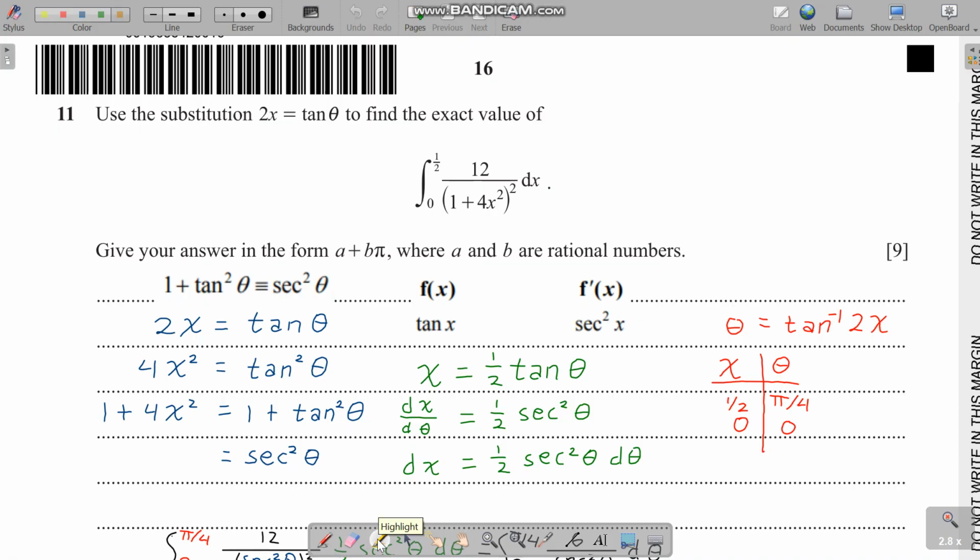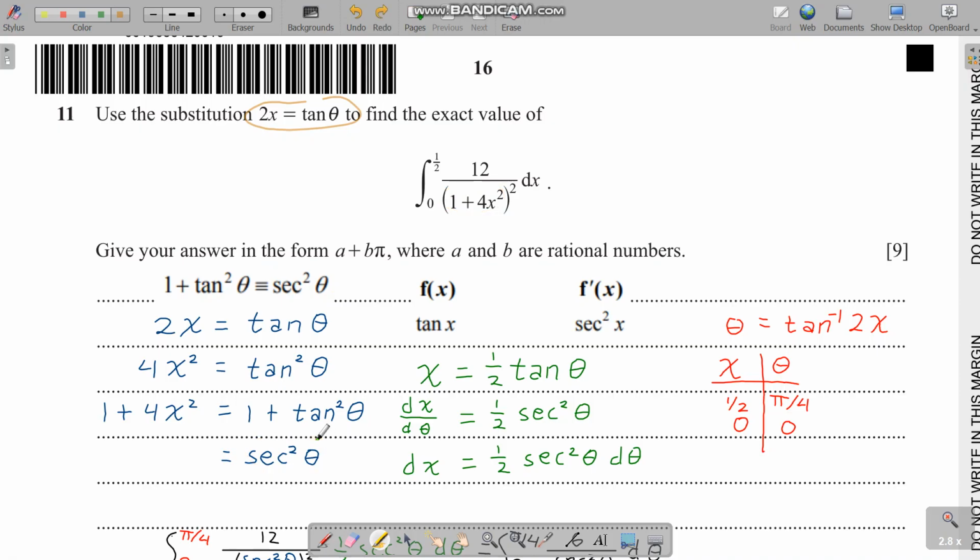So first of all, using the substitution 2x equals tangent theta, if we square both sides, we get 4x squared equals tangent squared. And if you add 1 to both sides, we get 1 plus tangent squared. We do this because from the MF19, we have this formula. We can use secant squared, and we can integrate secant squared. So we can replace 1 plus 4x squared with secant squared.